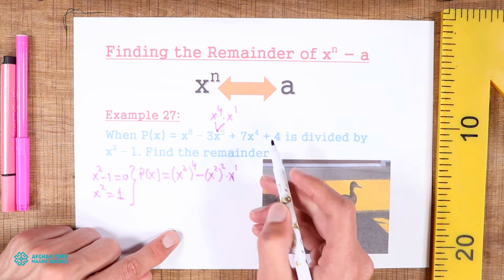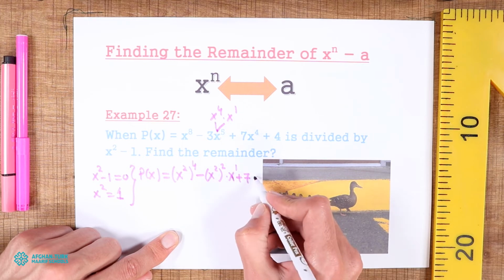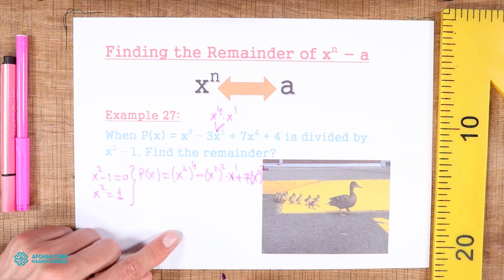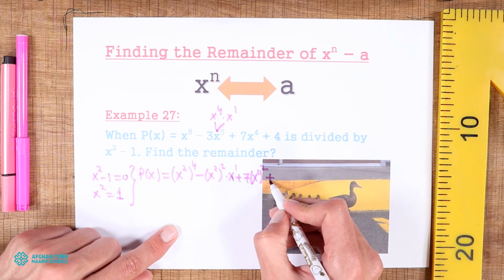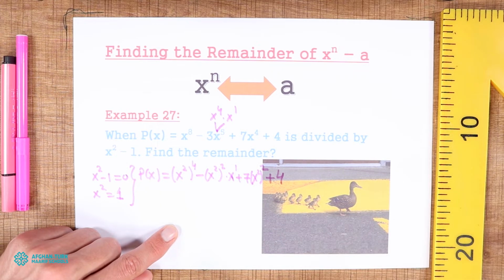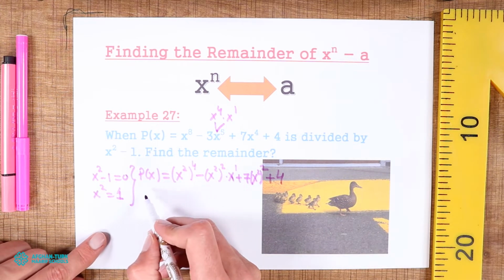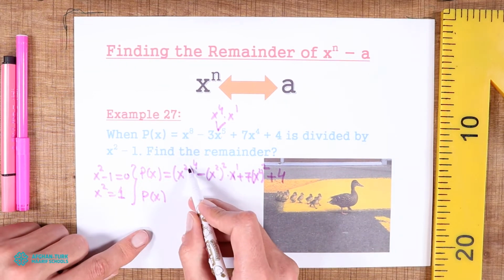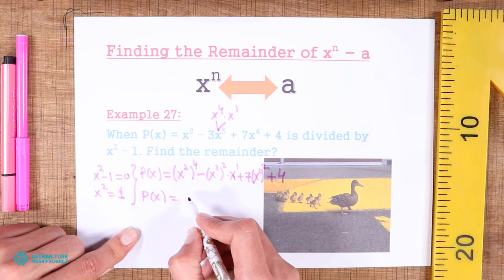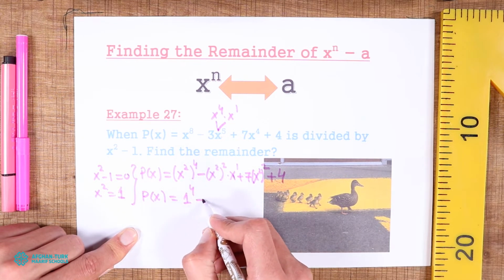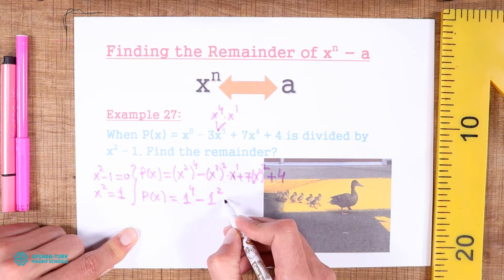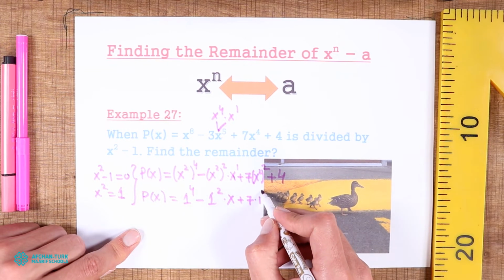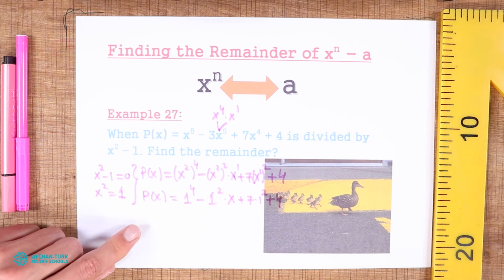And here we have 7x to the power of 4. We can write it as 7 times x to the power of 2, all to the power of 2, and plus 4 itself. After that, we will have p of x, and instead of x squared we write 1. We write 1 to the power of 4 minus 1 to the power of 2 times x plus 7 times 1 to the power of 2 plus 4.